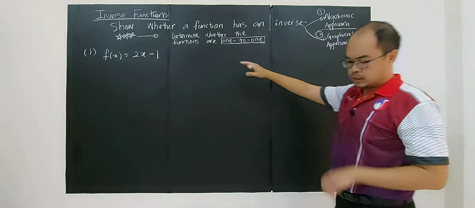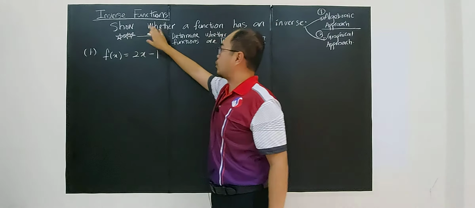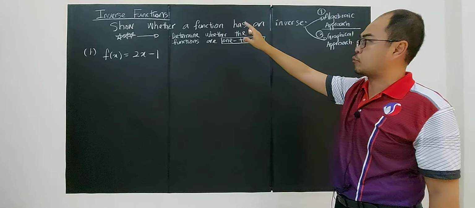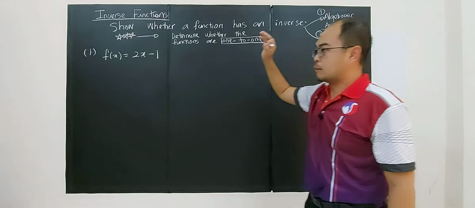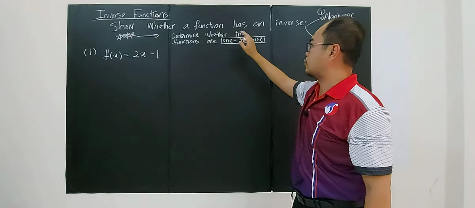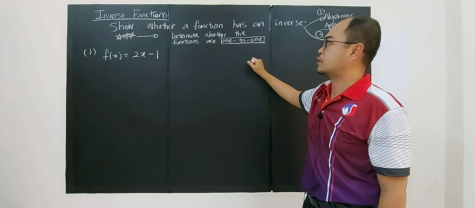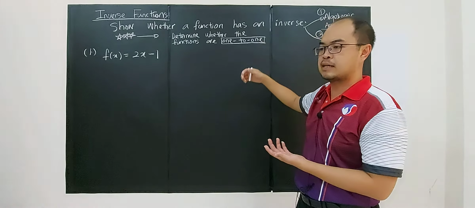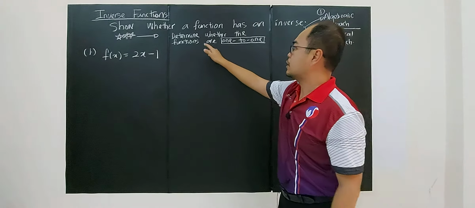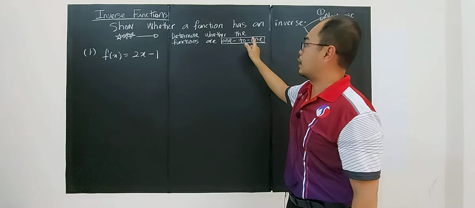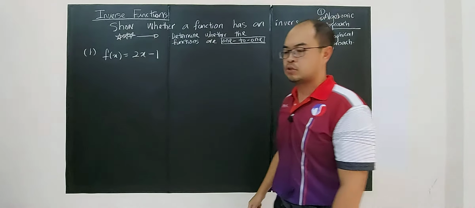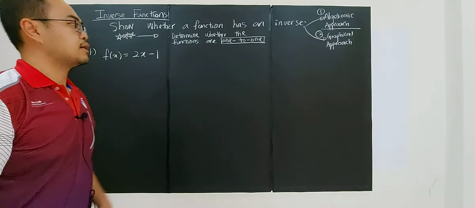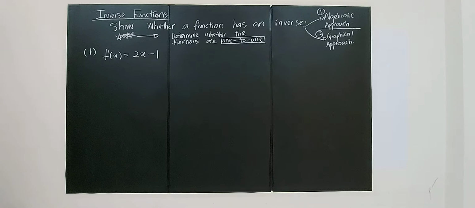I'm putting a 3 star here to tell you that if you want to show whether a function has an inverse or not, the most important thing is you must show that the function is a one-to-one function. It's very easy. We determine whether the function is one-to-one or not. If the function is not one-to-one, it means that the inverse of the function does not exist.